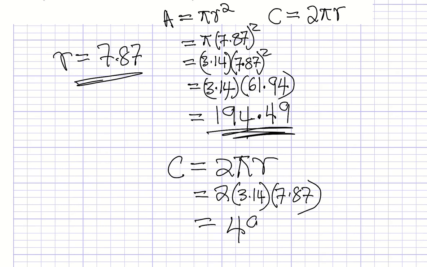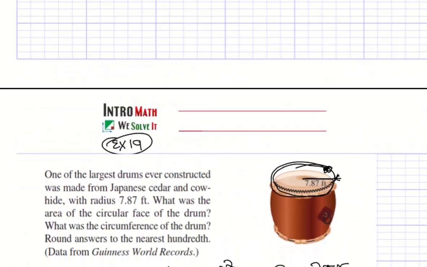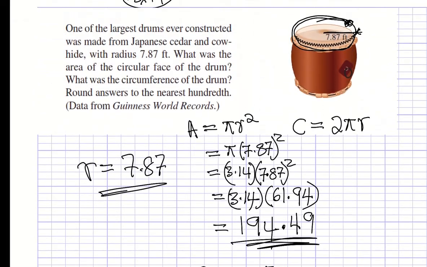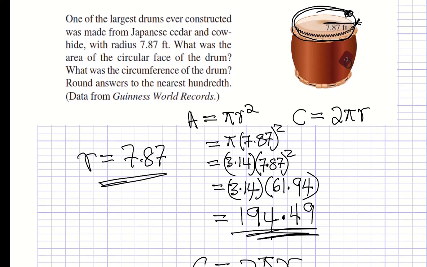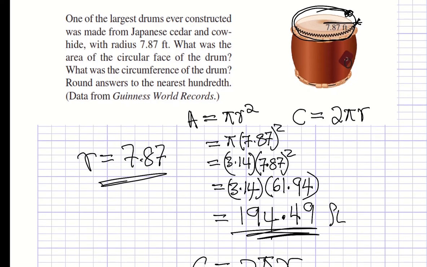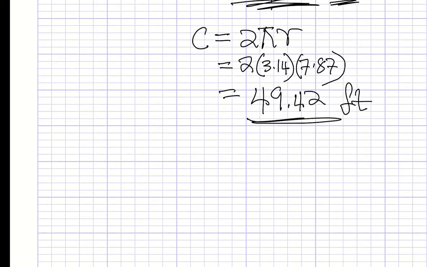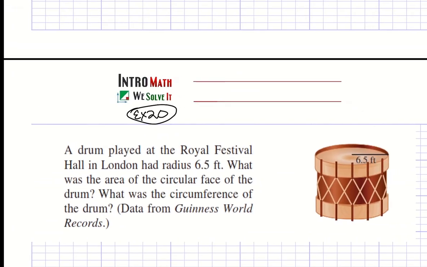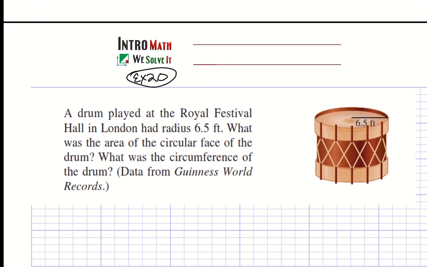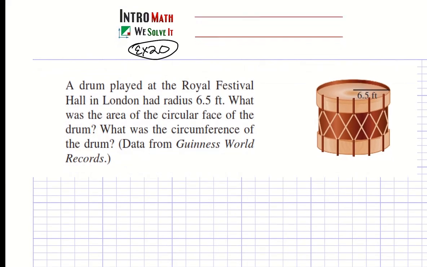This is 49.42. That's the circumference, and this is given in feet. So the area should be in feet squared, square feet right there. So we're done with that one. There's a similar problem given to us here, so let's knock it out. After we do this, I think I may end this video here, and then we'll continue from where we stopped.